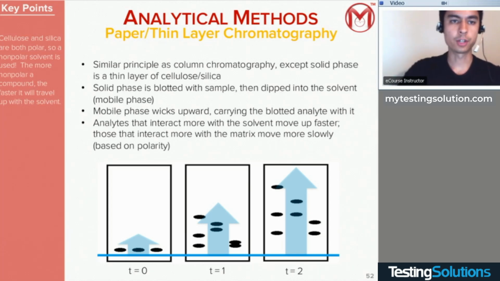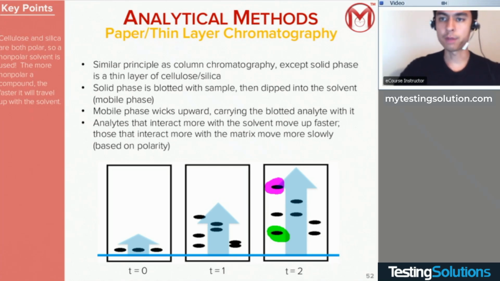So with that information, which one is going to be more polar? The pink one or the green one? Which one is more polar, given that I have a polar stationary phase and a nonpolar mobile phase? The answer is the green one is going to be more polar, because the stationary phase is polar and it's staying longer with the stationary phase. As the solvent wicks upwards, the pink one travels with the solvent more.